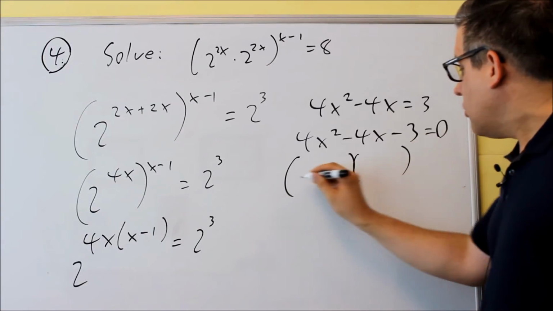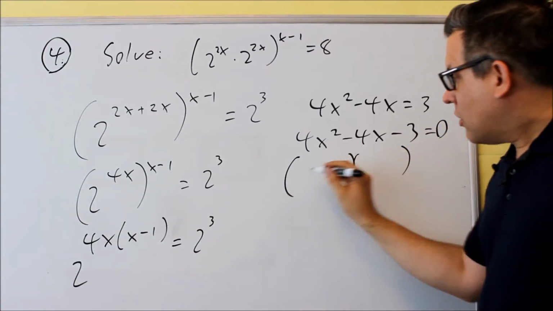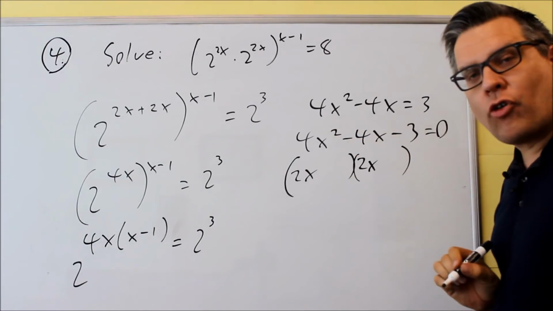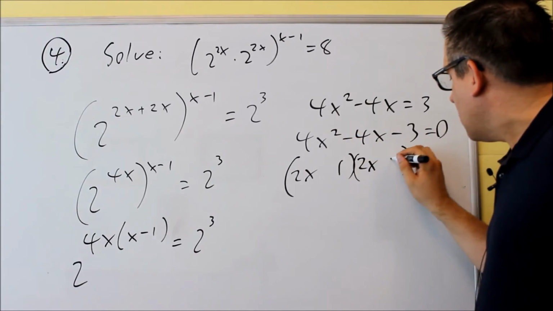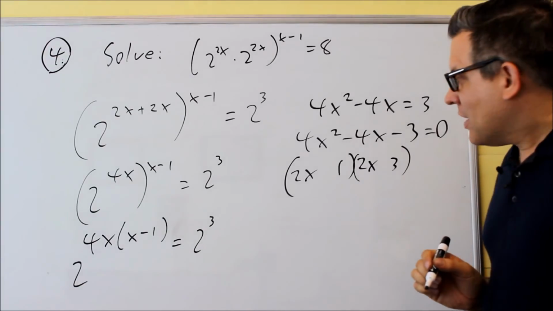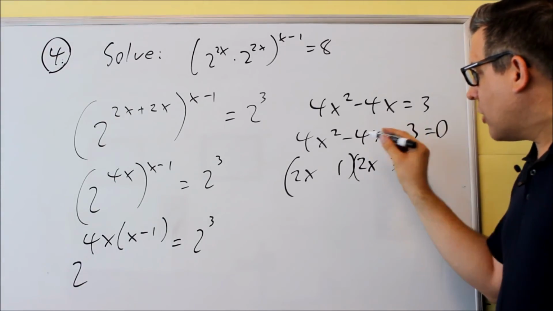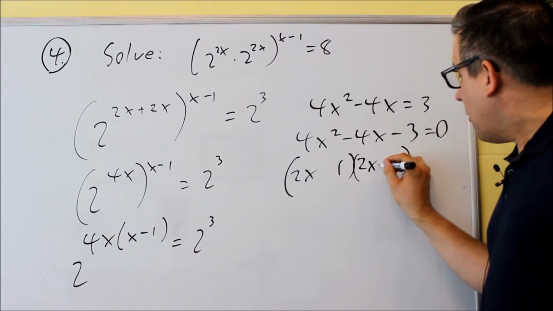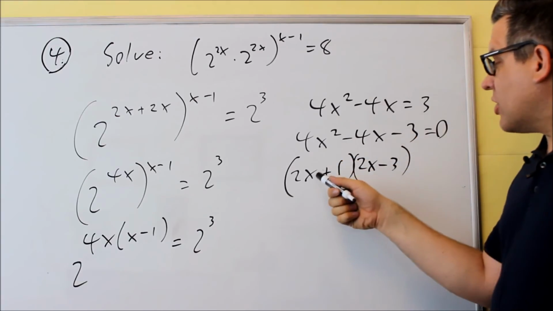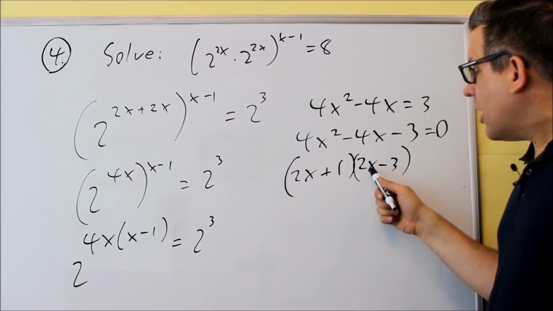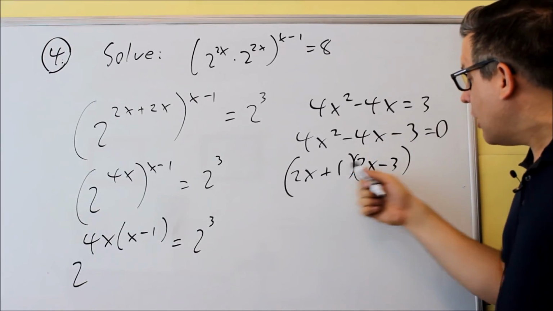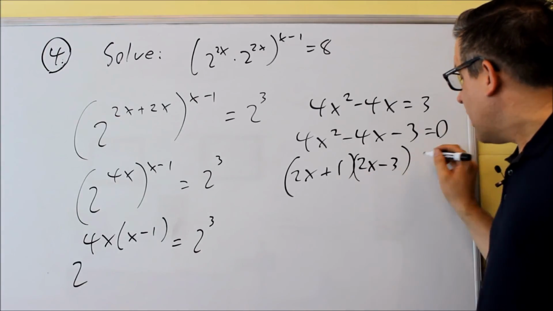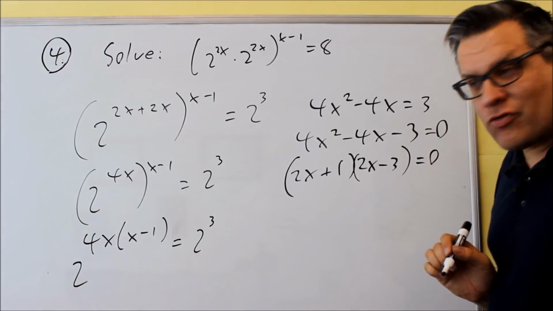When you do this, again, I'm going to do my trial and error process here. 2x and 2x I'll use for the 4x squared. For the 3, I can just use 1 and 3. And I need to get a negative 4x in the middle, so one of these will be positive, one will be negative. I'm going to do negative and a positive here because then I'll get negative 6x plus 2x will give you a negative 4x there, and then a positive and a negative will give you a negative. We're going to set both these now equal to 0 now that it's factored.